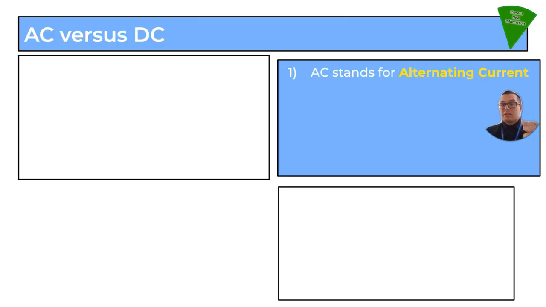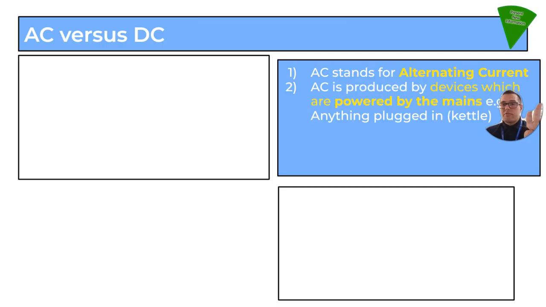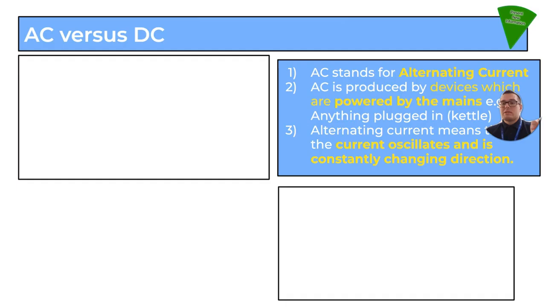AC stands for alternating current, so you need to know that first off. And what that means is that current doesn't travel in one direction around the wire. In AC, an alternating current, the current is alternating. In other words, it's constantly changing direction. So that 3-word phrase, constantly changing direction, is the phrase that you want to try and use for AC. Anything that is plugged into the mains electricity is AC. So it's anything plugged in. That's the type of device you're dealing with.